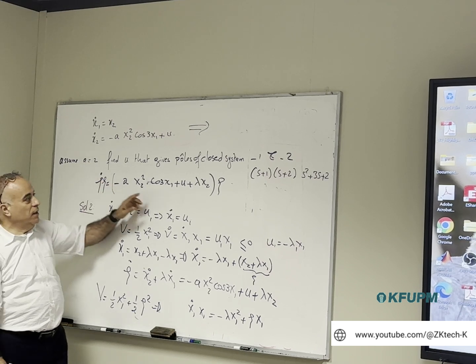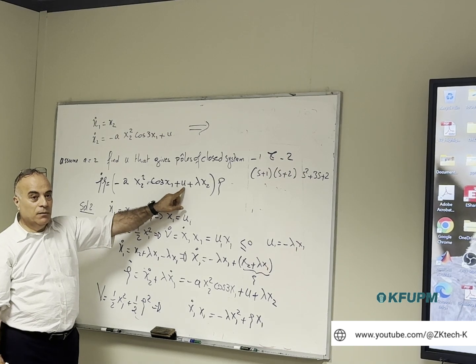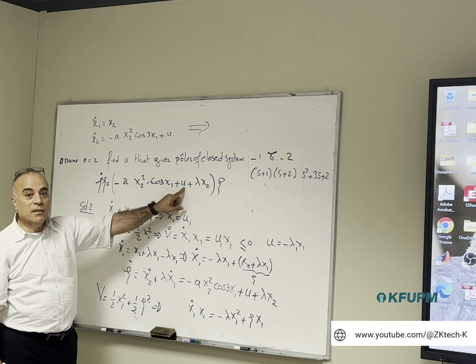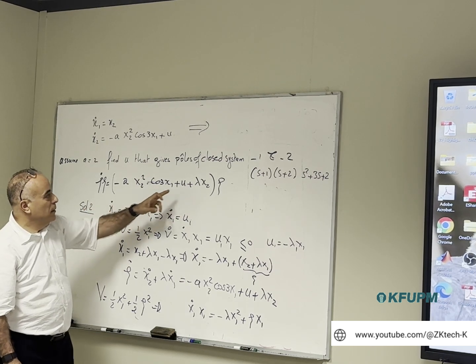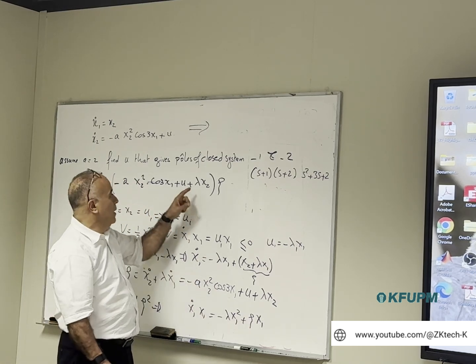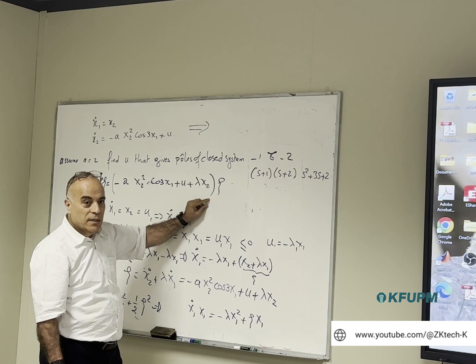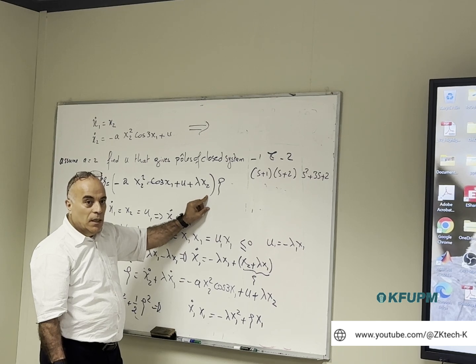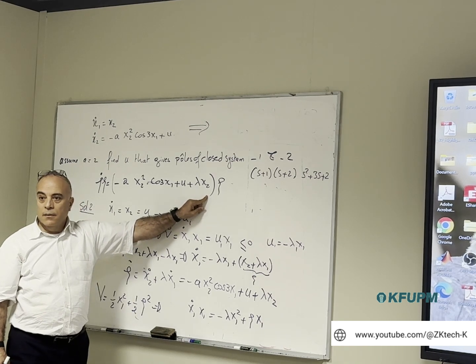So what do I need to find now? The value of lambda and the value of u, right? That will make the system negative. So I will cancel this term if I want, and then I will put minus lambda multiplied by zeta. So it gives you minus lambda zeta squared, like what we did before in class. You agree with this? Yes?